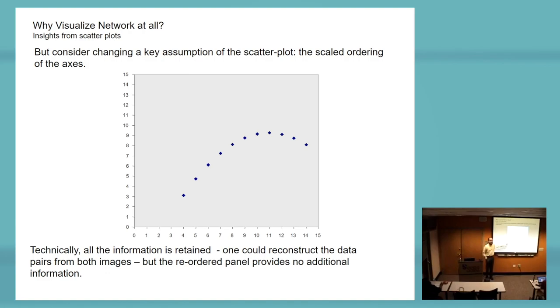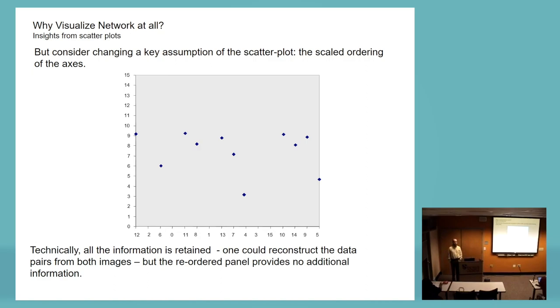Each point represents a pair of numbers. So this is 4 and 3, this is 7 and 8. But this picture is the exact same data. This is a perfect representation of the data table. I've just randomly sorted the x-axis. Now, I don't know why I would do it, that seems like a silly thing to do. But if I want to recover the data from this image, I can come here and say I got 4 to 3, I got 6 to 6. This is a perfect representation of the data, but somehow the other one is more informative.